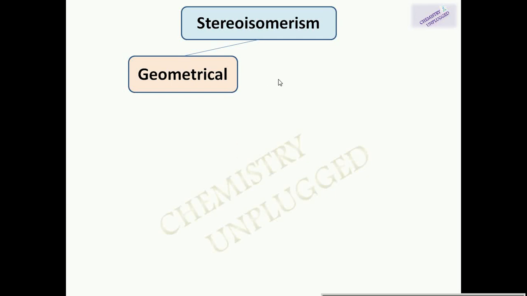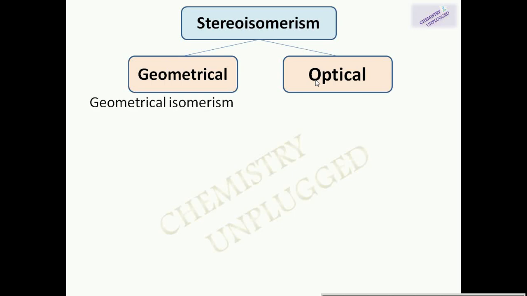What is stereoisomerism? It means the number of atoms is equal and their bonding is also the same in the isomers, but their arrangement in space is different. It can be divided into two categories: geometrical isomerism and optical isomerism. First we will take geometrical isomerism.